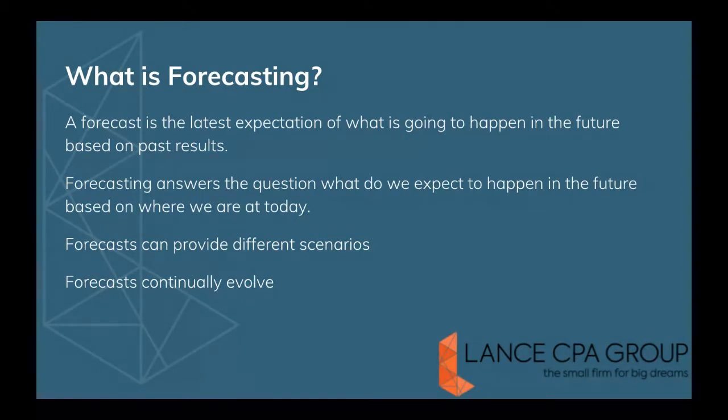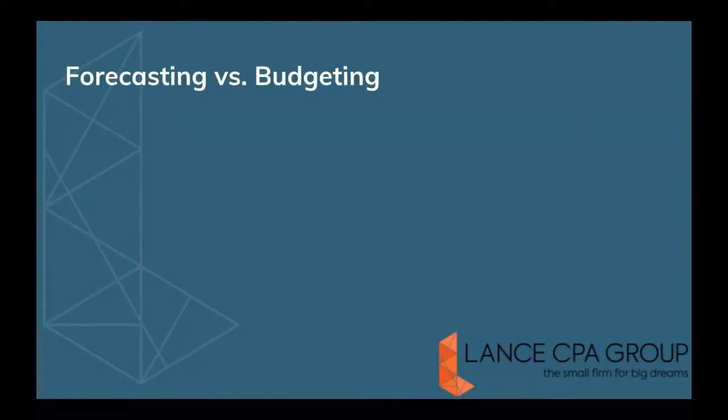It's something that evolves as the business evolves. So as the business and the historical things that have happened occur, we're able to use that information to adjust our forecasts accordingly to, again, provide better information for us. Now, there can be some confusion between what forecasting is and what budgeting is.